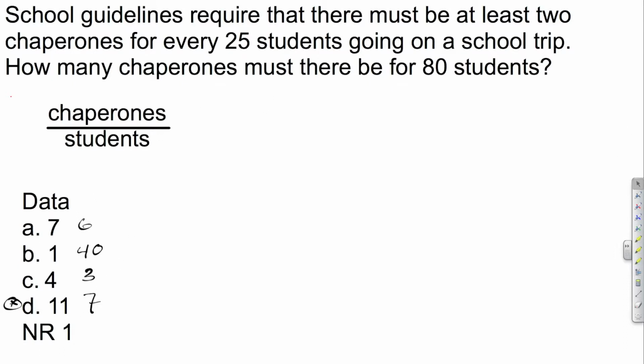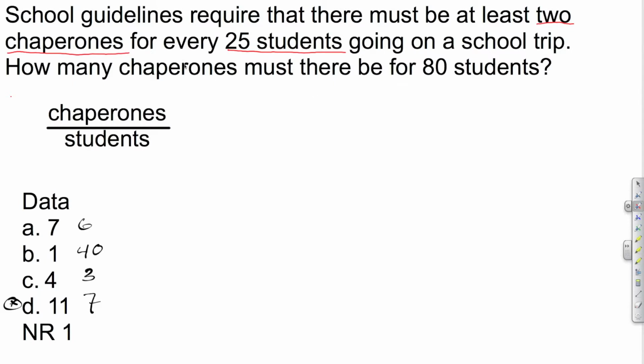Quickly showing how this problem should be solved properly. In class, we had a discussion about this type of problem. School guidelines require that there must be at least 2 chaperones for every 25 students going on a school trip. How many chaperones must there be for 80? Now, I would start this problem off personally by using a verbal ratio. I know to use a verbal ratio because in the first sentence, 2 things are compared. It tells us that we need, for every 25 students, at least 2 chaperones. So that means 2 or more for every 25 students.